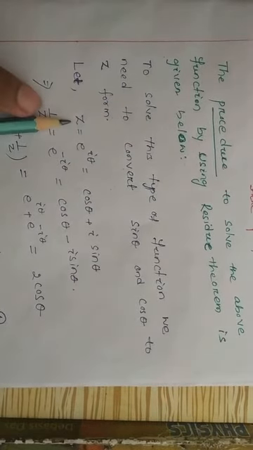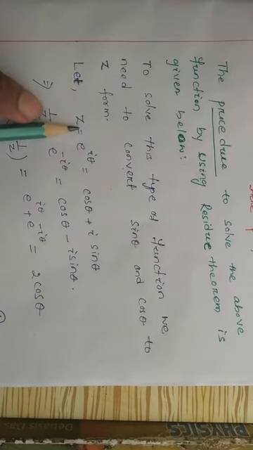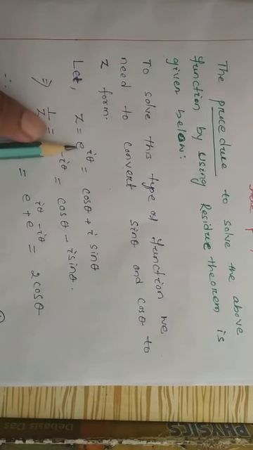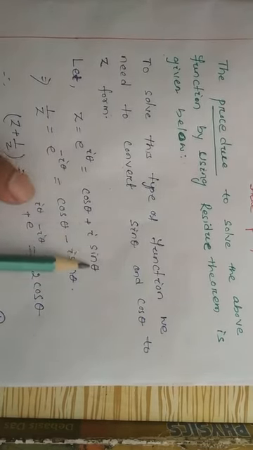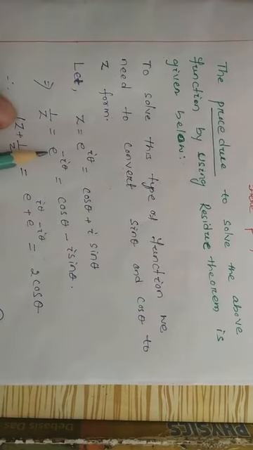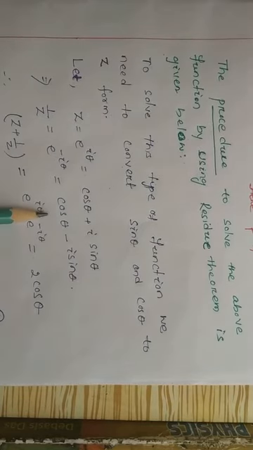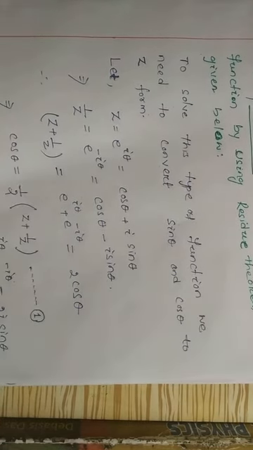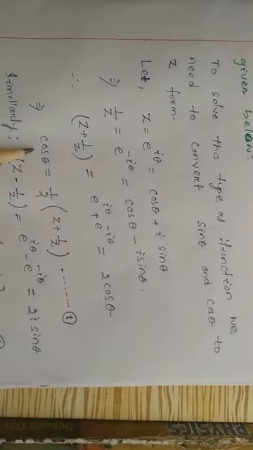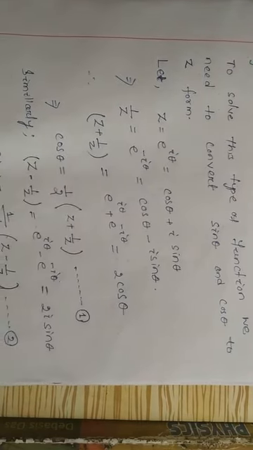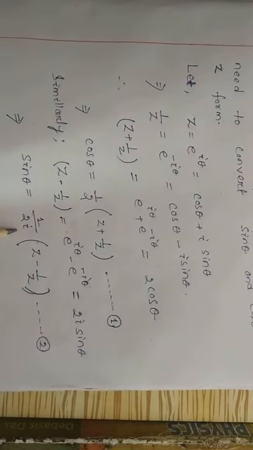Previously we know that z, a complex number, can be represented as e to the power i theta, which is cos theta plus i sin theta. 1 by z can be represented by e to the power minus i theta, which is cos theta minus i sin theta. If we add z plus 1 by z, it will be 2 cos theta. So cos theta is equal to 1 by 2 into z plus 1 by z. Similarly, sin theta will be 1 by 2i into z minus 1 by z.